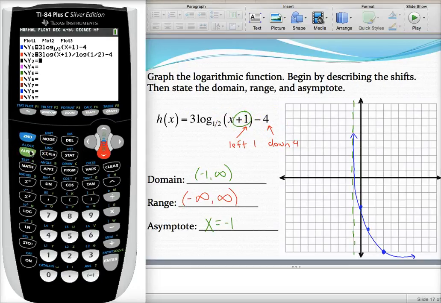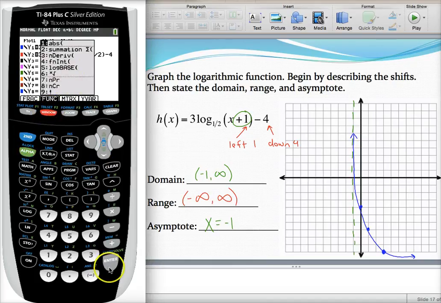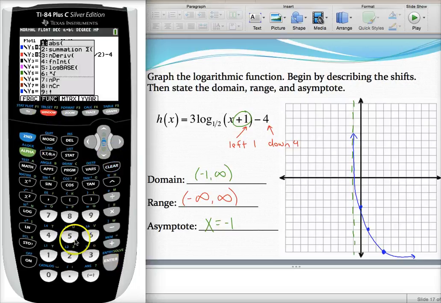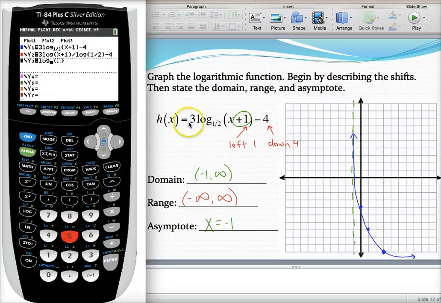To tell if you have that, hit alpha and then window. And you should see option 5, this thing called log base. If you have, oops, I selected the wrong one. But if you have that option, you can go ahead and just type in exactly as you see right here. I mean, it's the easiest way to do it.